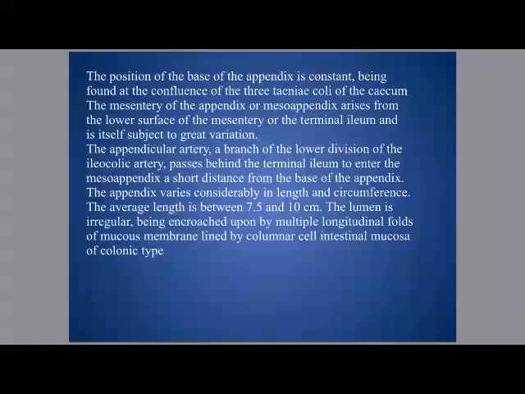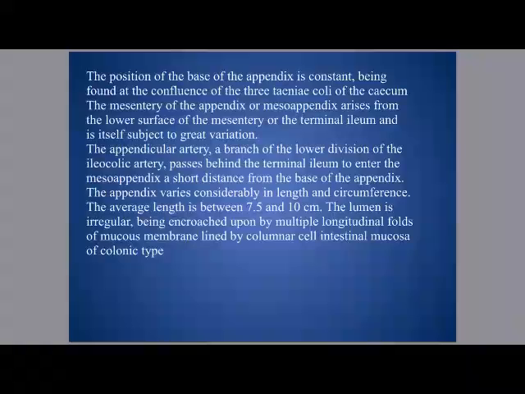The position of the base of the appendix is relatively constant, being found at the confluence of the 3 taeniae coli of the right colon, just below the ileocecal valve. The mesentery of the appendix, which contains the appendicular artery, arises from the lower surface of the mesentery of the terminal ileum, and it itself is subject to greater variation. The appendicular artery, which is a branch from the lower division of the ileocecal artery, passes behind the terminal ileum to enter the mesoappendix a short distance from the base of the appendix.